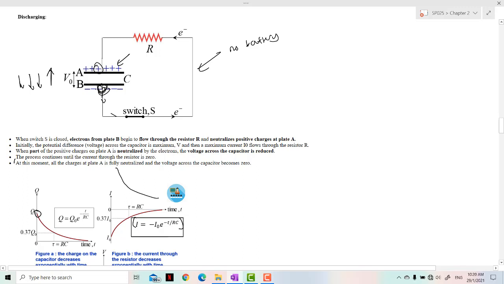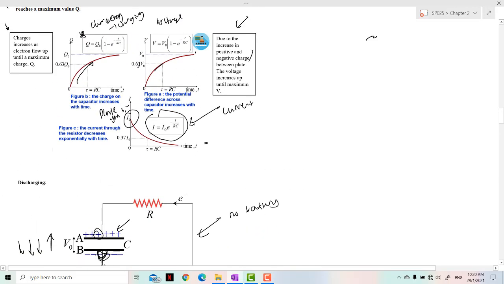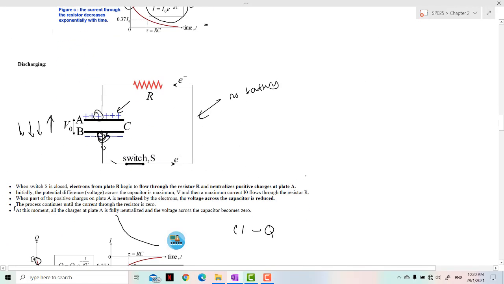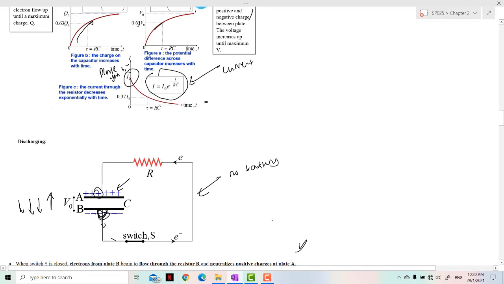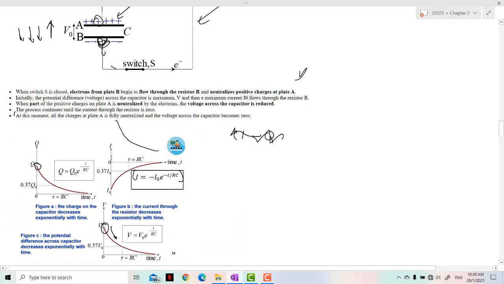Okay, so at this point all the charge in plate A will be fully neutralized and the voltage becomes 0. Again, the difference here is that in our charging earlier we had 1 minus E. Okay, 1 minus. If you look back here, there's no 1 minus here, sorry. Okay, not 1 minus. It has, what do you call, Q equals Q naught E to the negative t over RC. So the thing we mostly see here is the t. For charging there is 1 minus everything; for discharging there's no 1 minus. So that's one of the tips to remember.